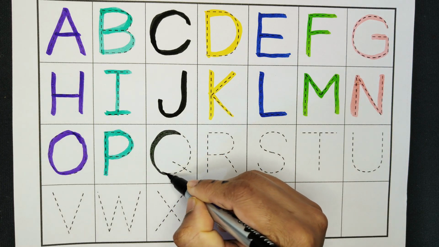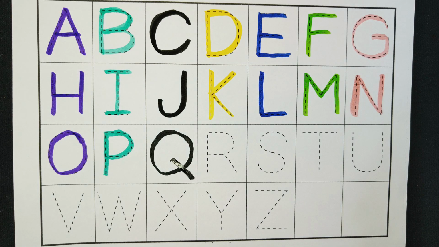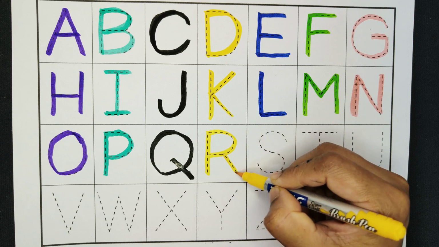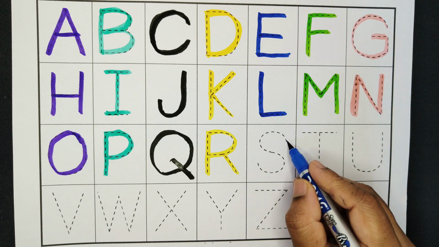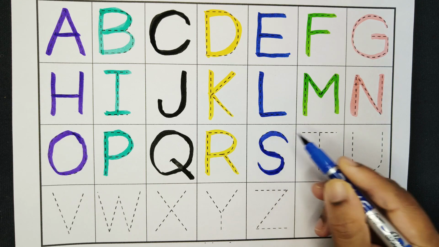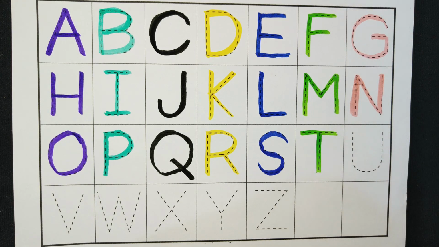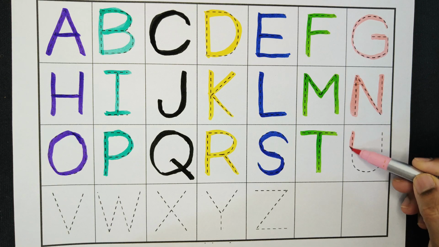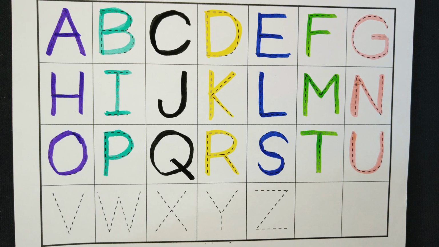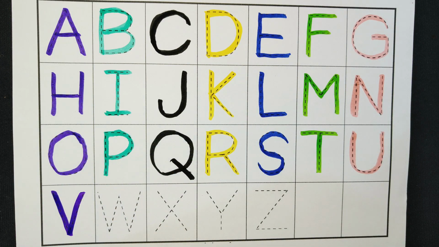Q is for queen. R is for rabbit. S is for star. T is for tree. U is for umbrella. V is for violet.